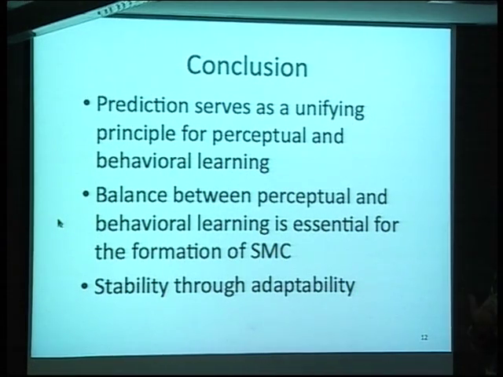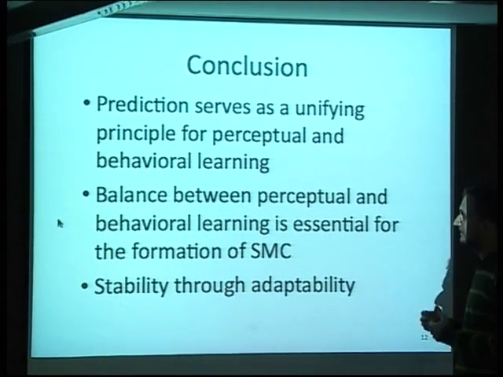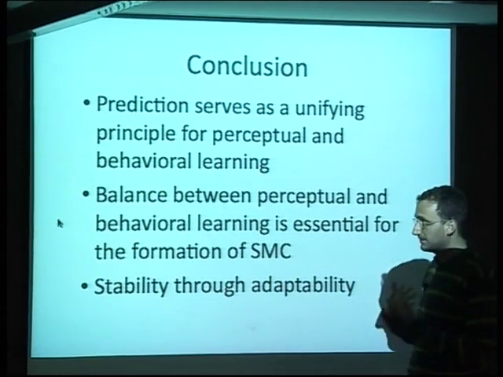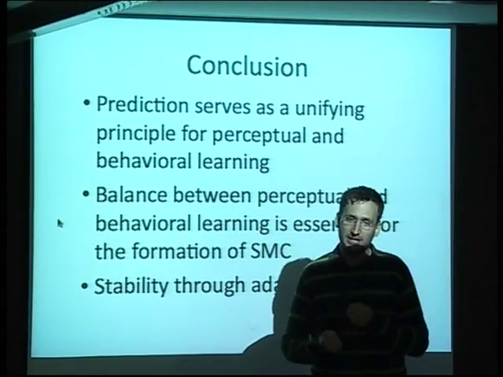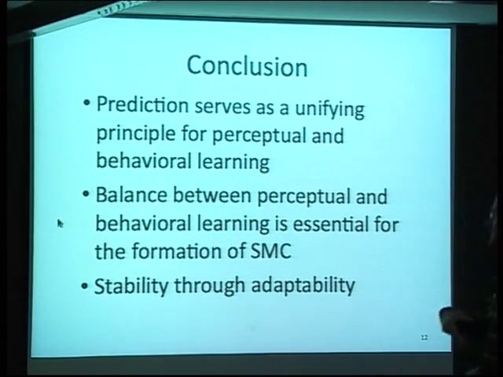So the conclusion of this predictive correlative subspace learning is that this prediction really serves as the unification for behavioral and perceptual learning. So we can take it as a basic principle. We have seen that balance between perception and behavioral learning is essential for the formation of the sensorimotor contingencies. And if we look at the switching paradigm, what we see is that we get stability through adaptability. In that I adapt my weights very fast, still I can get stability in the prototypes in the projection of the action towards the perception.